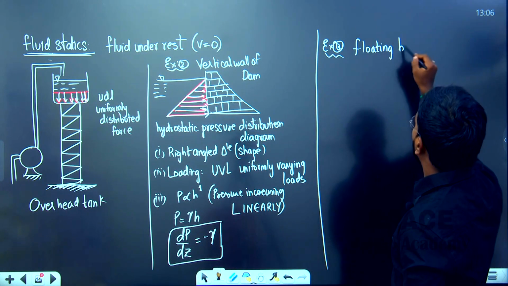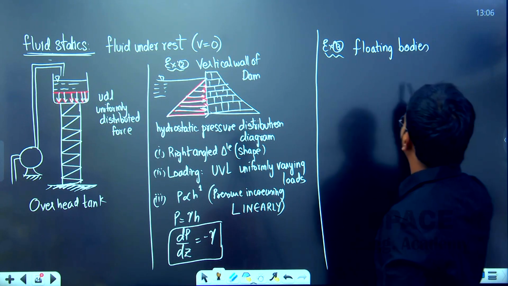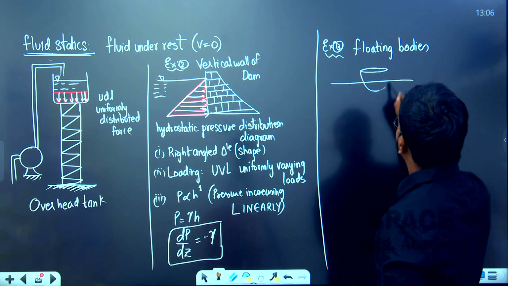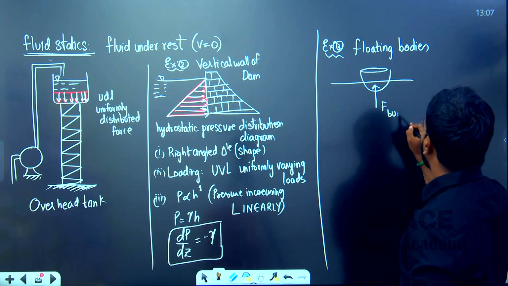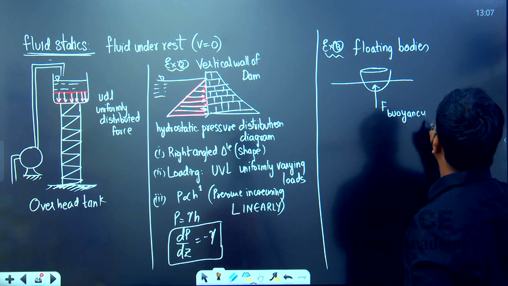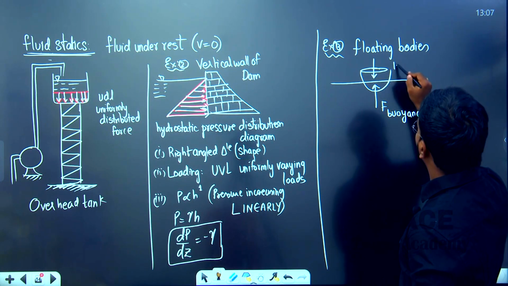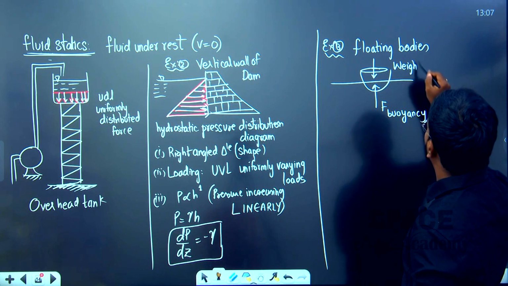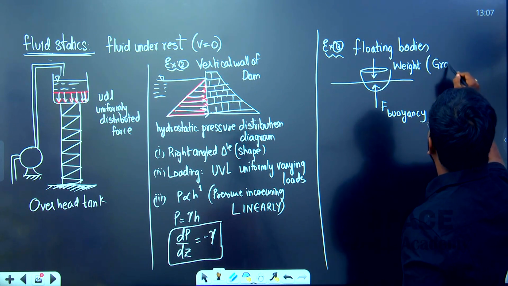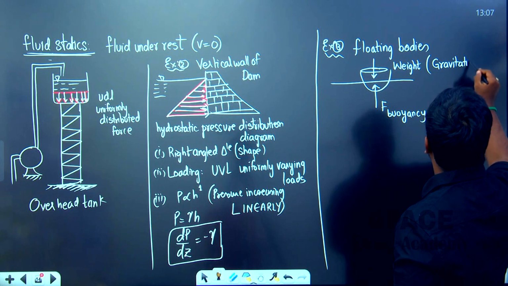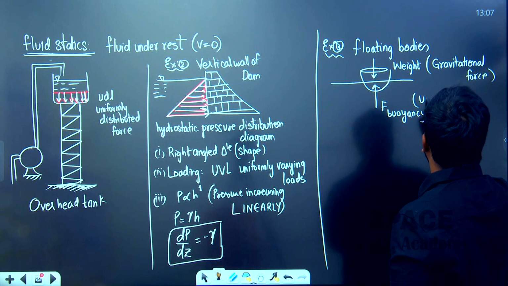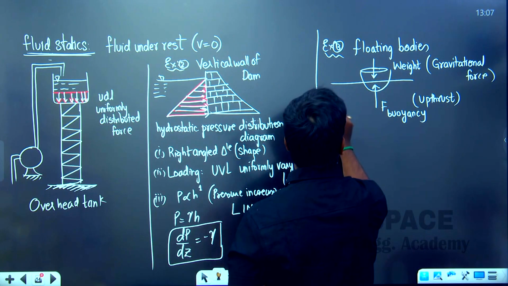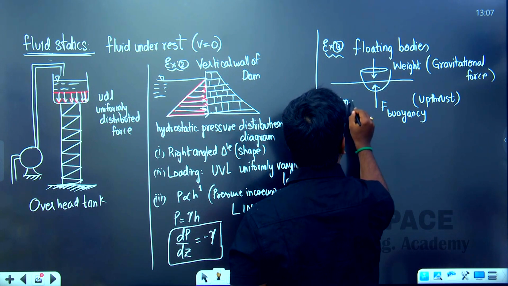Floating bodies. Whenever bodies come partially or fully in contact with water, they experience an upward thrust force. This upward thrust force is called the buoyancy force, acting vertically upward. The vertically downward force, which tries to sink it, is the gravitational force, called weight. This is the gravitational pull. Buoyancy is upthrust, a vertical upward force. This was given by a principle called Archimedes principle.